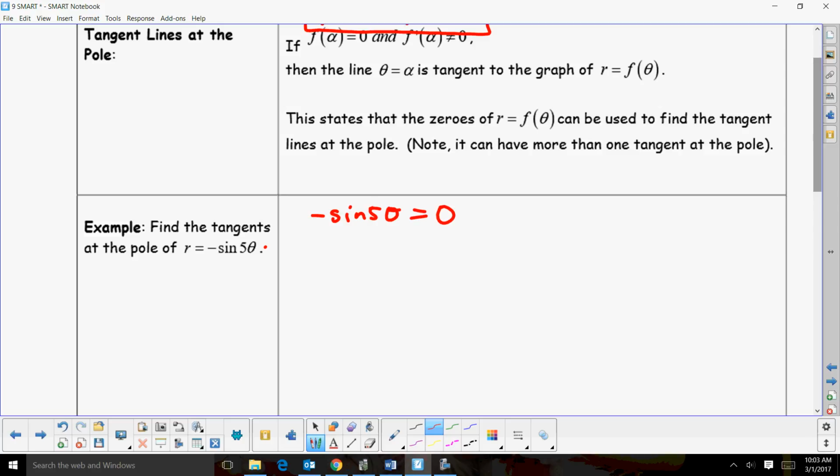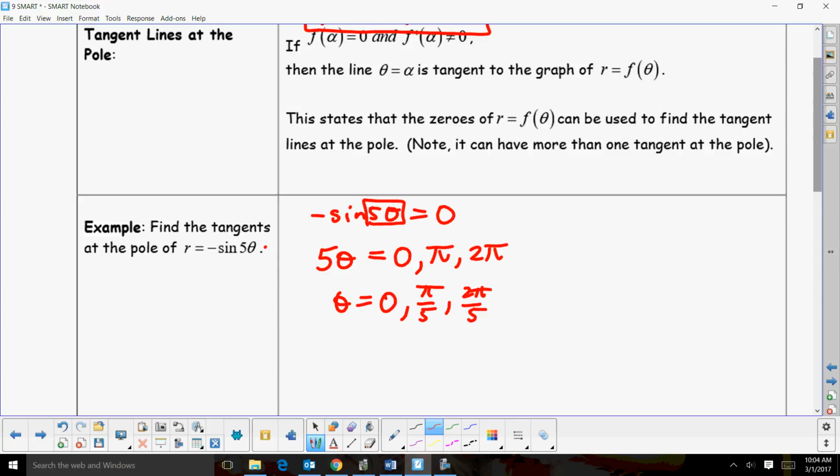So let's go find where r would be 0, where 5 theta would equal... what would be the first thing in there? 0. So if I solve, that would be where theta divided by 5 would be 0. What's the next one? Pi divided by 5, and I am at pi over 5. What's the next one? 2 pi, so now I'm at 2 pi over 5. So these are all still unique.